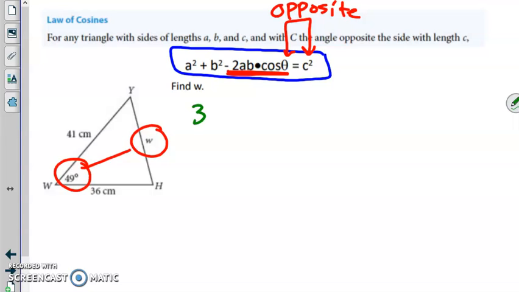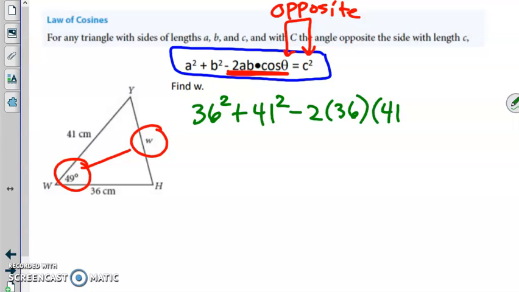So we're going to start off with 36 squared plus the 41 squared. So it kind of starts off like the Pythagorean theorem, minus 2 times the 36 times the 41, times the cosine of the angle, which is 49 degrees, and that's going to equal w squared. So the angle 49 and the w are opposite each other. That's what tells me I'm going to end with w. If the 49 would have been opposite the 41, for example, then we would end the equation with 41.